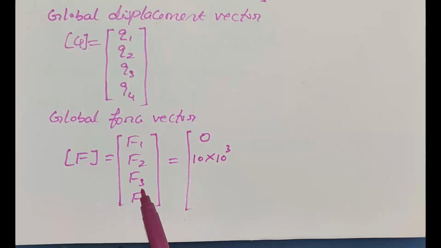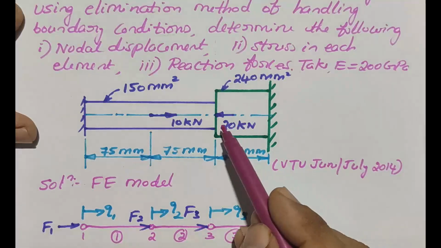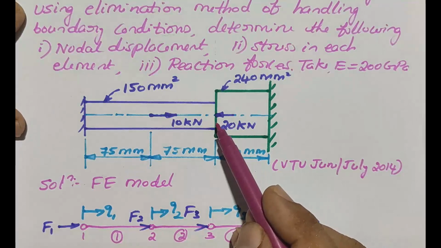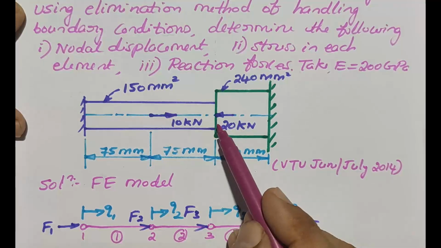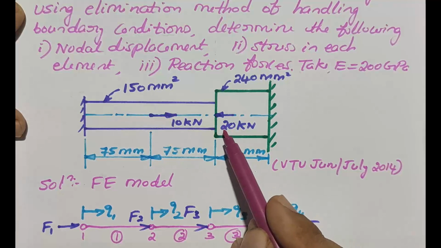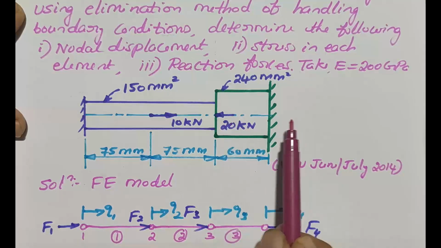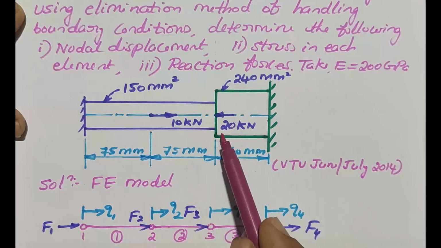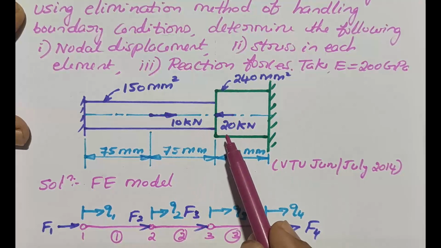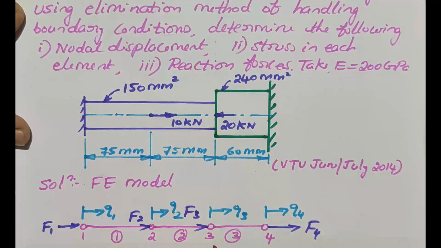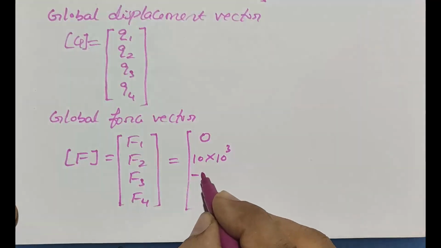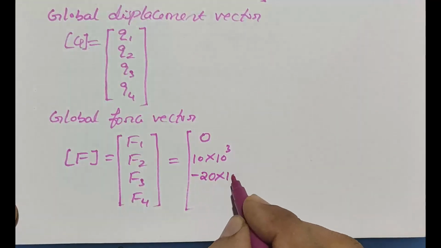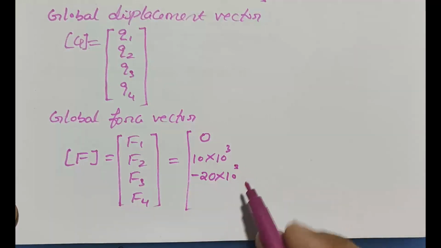Next we need F3 means applied load at node number 3. See the figure here, at node number 3 we have a load of 20 kilonewton which acts in the negative x direction. So it is taken as minus 20 kilonewton, means load acting at node number 3 is minus 20 kilonewton. F3 is minus 20 into 10 power 3.